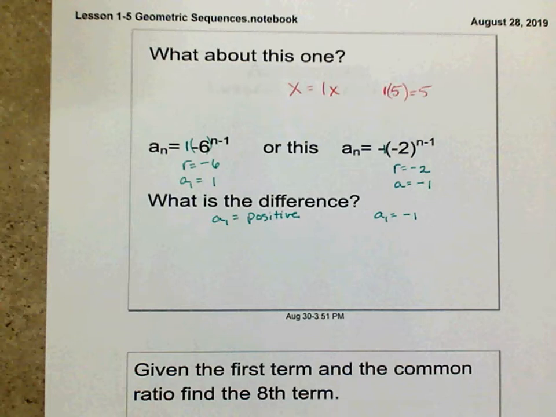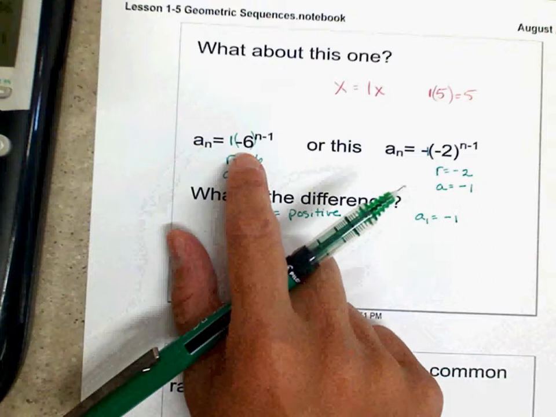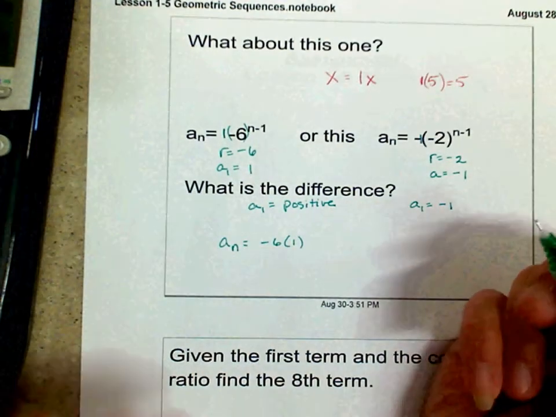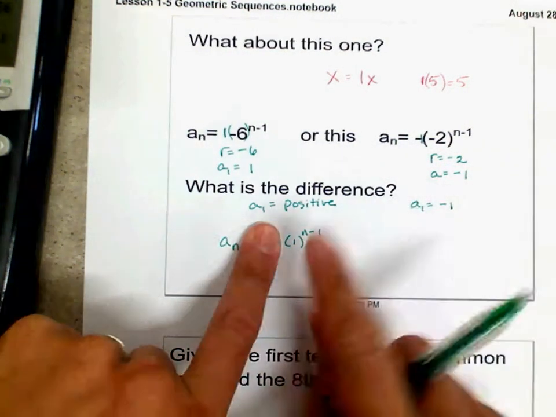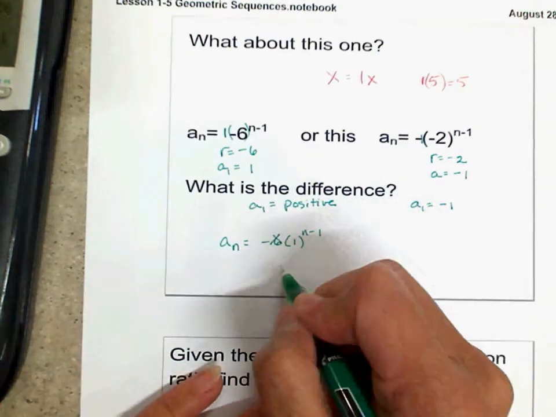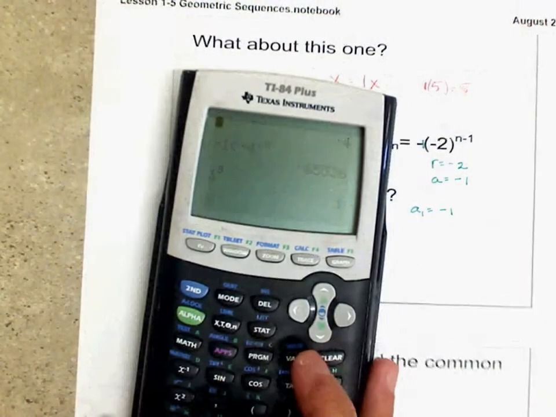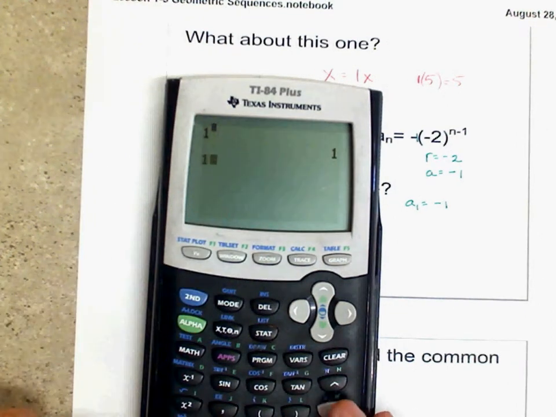Now, your R cannot be a 1. Let me explain why. If you look at this one here, say your R is a 1. Okay? When you do the math, n minus 1, 1 to any power is 1. So if this 6 wasn't here, 1 to any power is always 1. So let me show you. 1 raised to the 8th is 1. 1 raised to the 1,456 is 1. Did you guys see that? So your R cannot be a 1 in any of those cases.